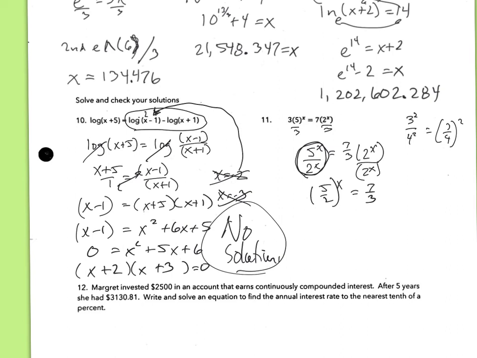Now we do the logarithm of both sides. That's how we get rid of a power. Log base 5/2 of 5/2 to the x equals log base 5/2 of 7/3. Now, if you have that key on your calculator, this is very easy to put in the calculator. We have x equals 0.925.